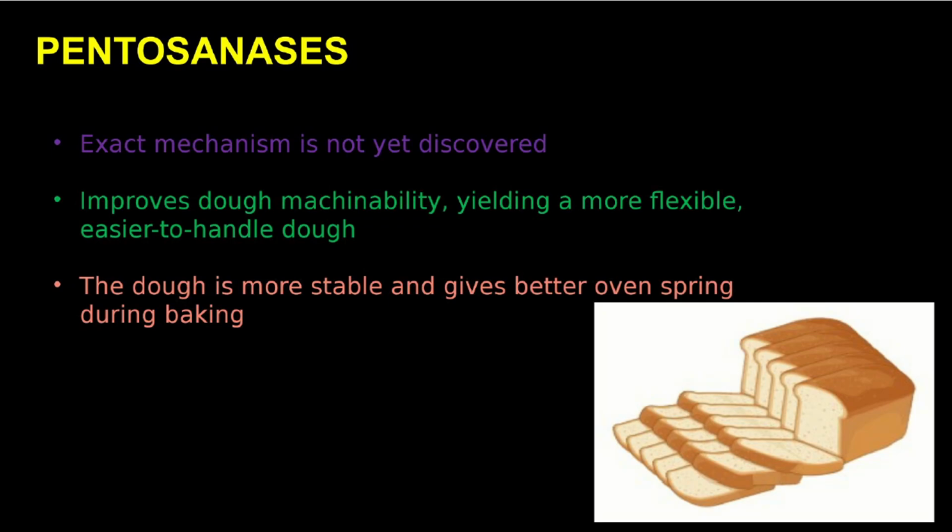Okay, then pentosanases. The exact mechanism is not yet discovered, but they improve dough machinability, yielding a more flexible dough that is easier to handle, because it is the dough in baking which plays the most crucial role. So for that pentosanases are used. The dough is more stable and gives better oven spring during baking. Okay.